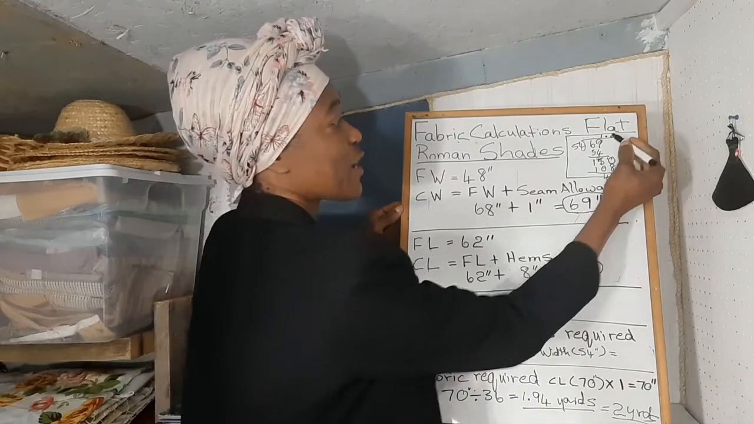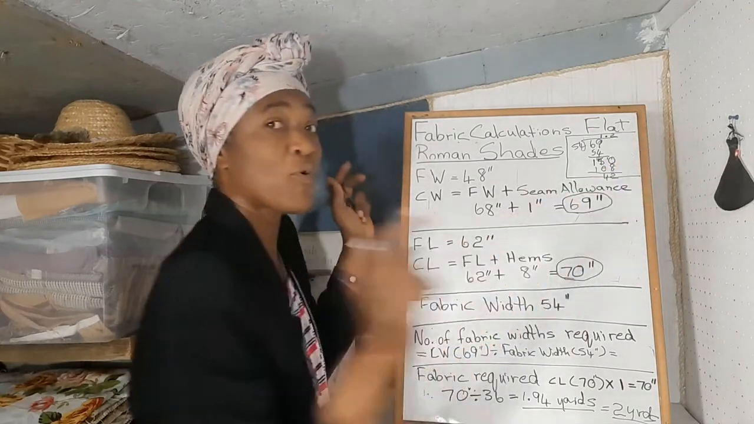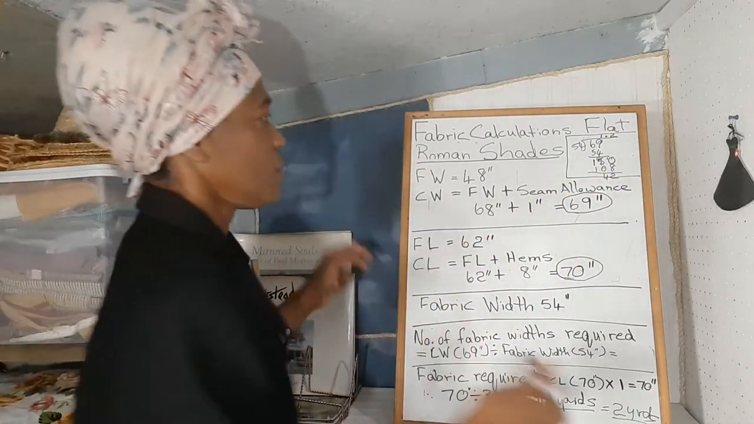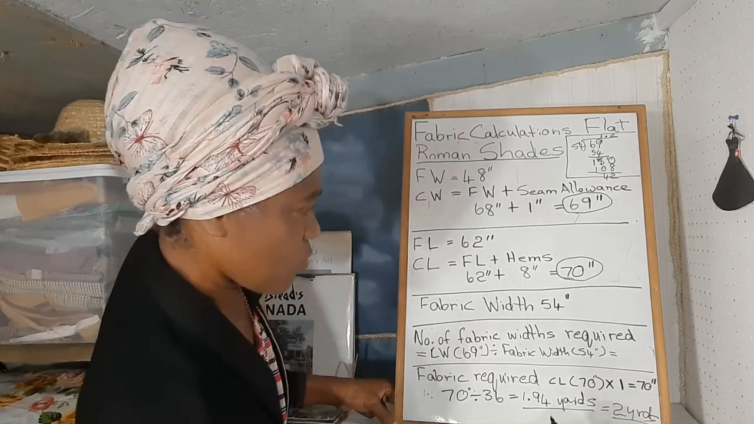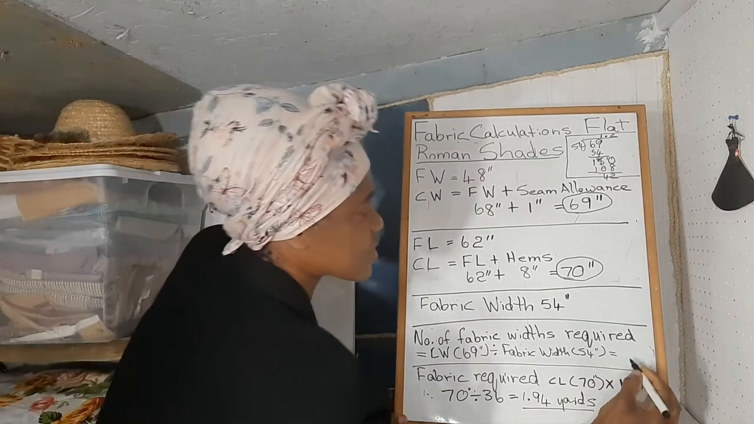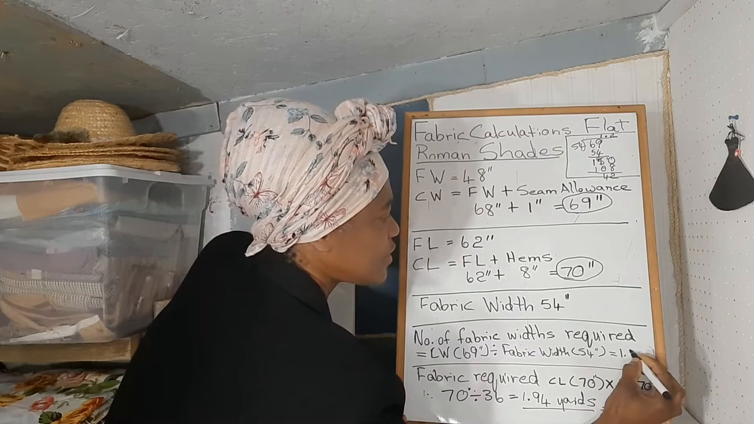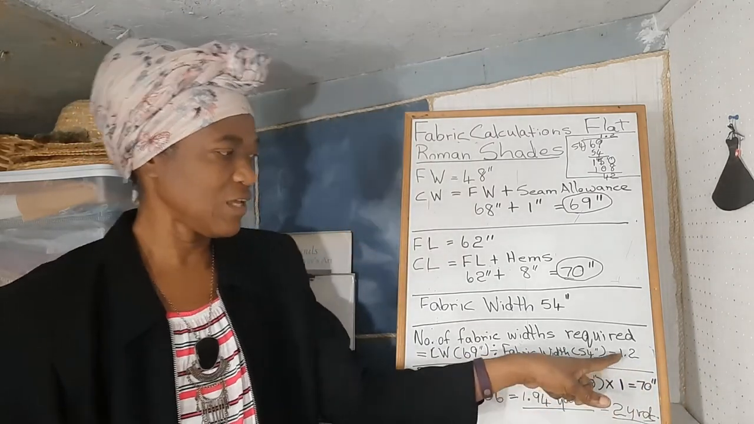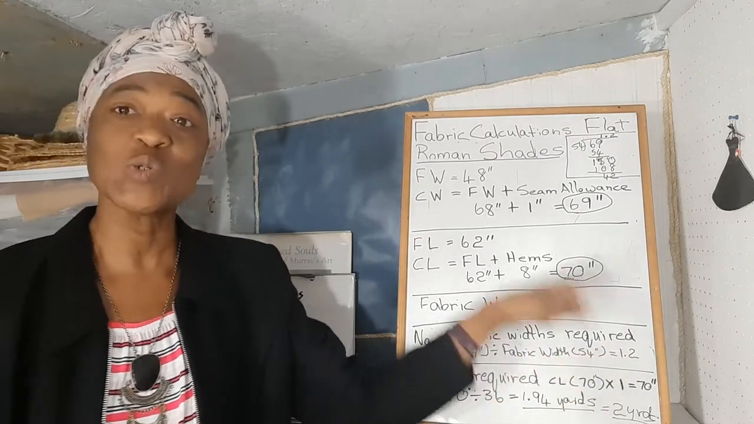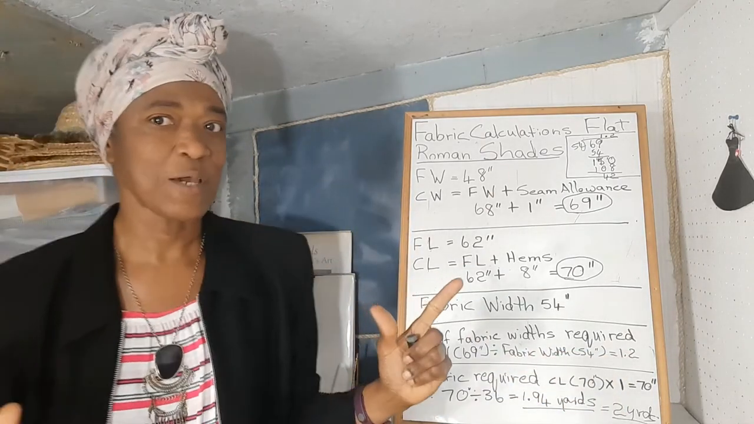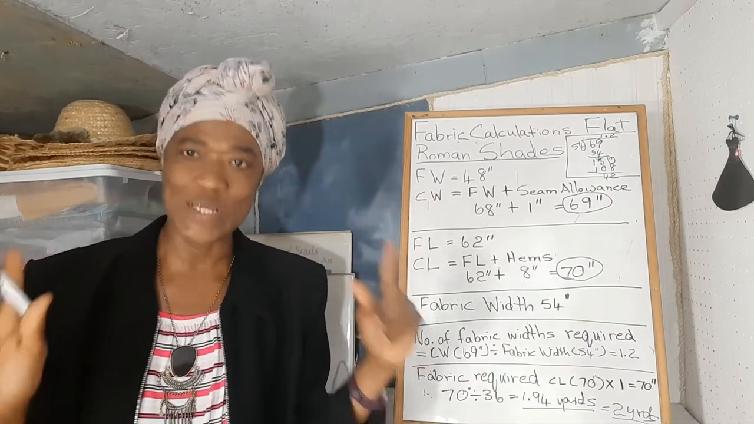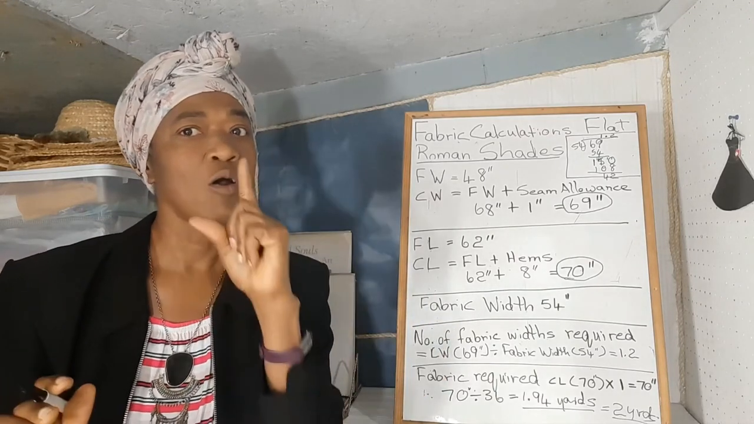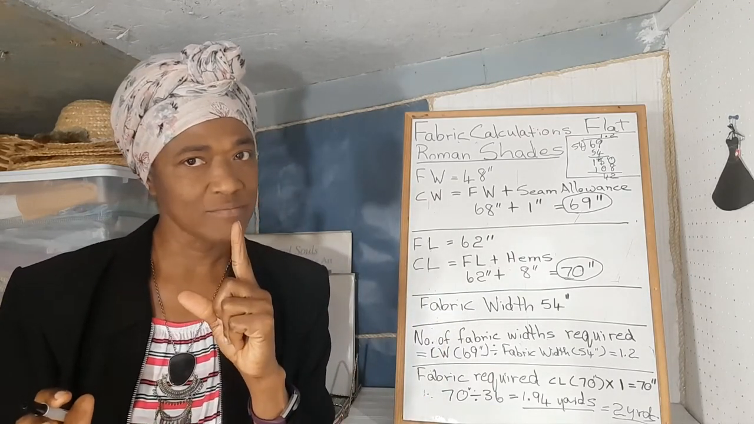Because we know now that we need at least 1.2 widths of fabric. So we will put our 1.2 here. Okay. So now we need 1.2 widths. We need 1.2 widths of fabric instead of 1 width of fabric. Okay.